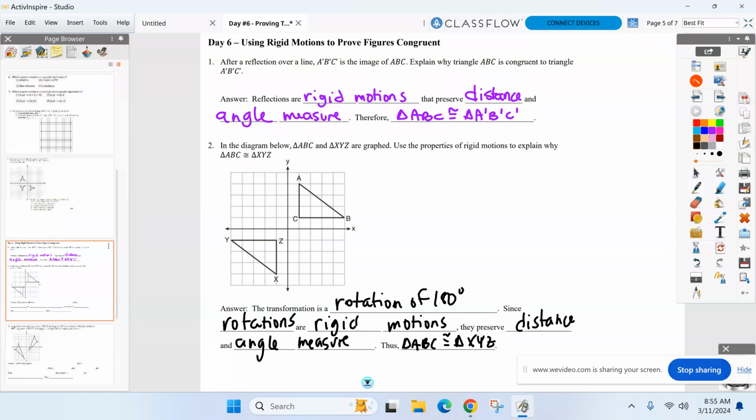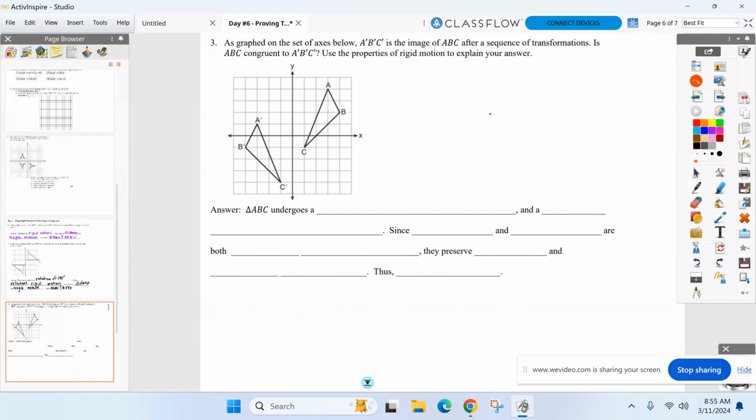So please be specific on the transformation. If you're going to write rotation, tell me the degree measure. Translation, up, down, left, and right, how many units? And then if you're going to do a reflection, what line you reflected over. All right, let's up the difficulty now. Now we want two transformations.